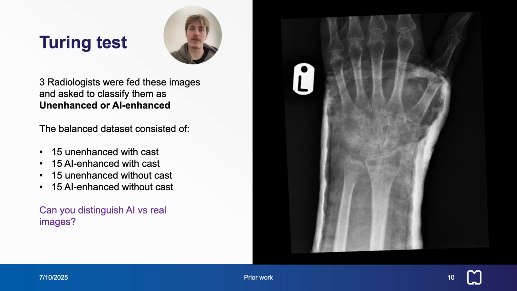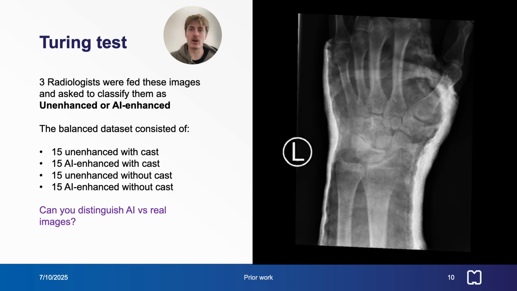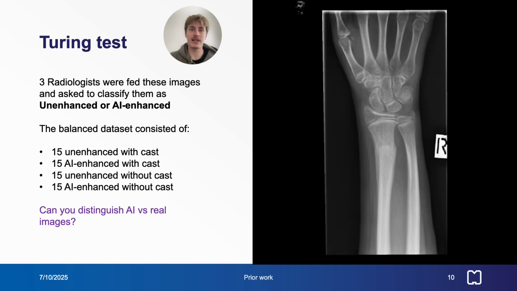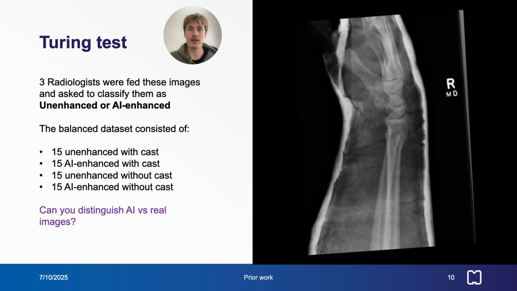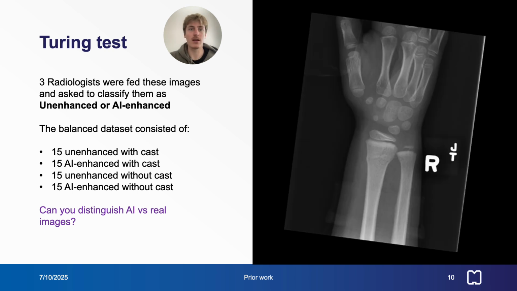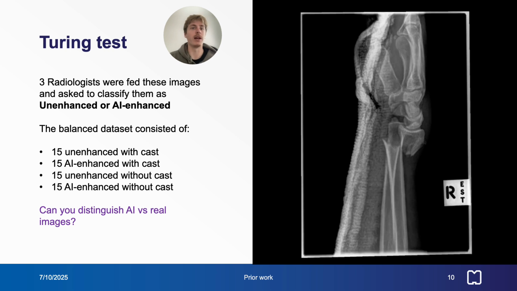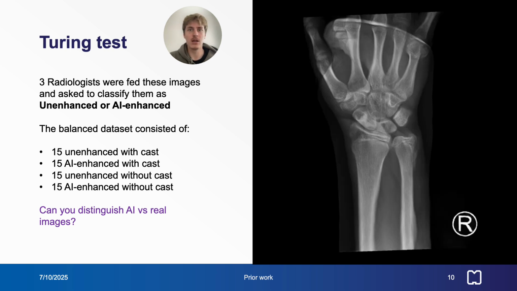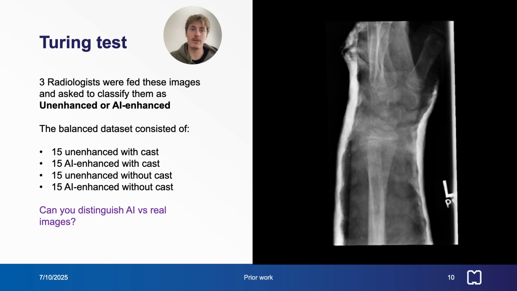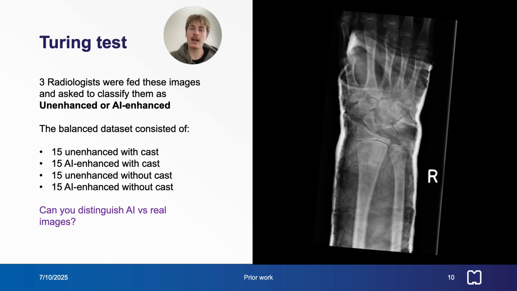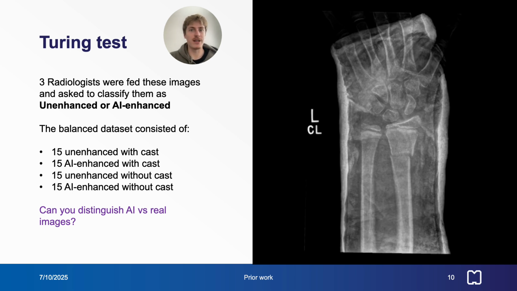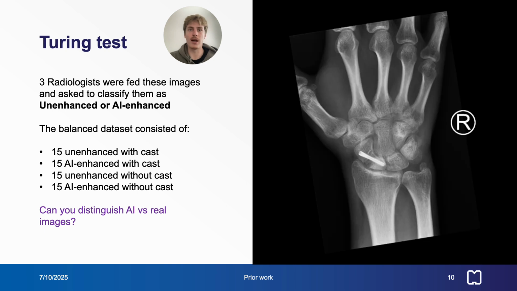The finding came out of a secondary experiment we did with the radiologists, where we fed them 60 images. Half of those were real and half were fake. Half had casts and half did not, providing a balanced data set. So we asked them to classify the images as either real or fake. Then we analyzed the results to see if radiologists were fooled by our CycleGAN model.